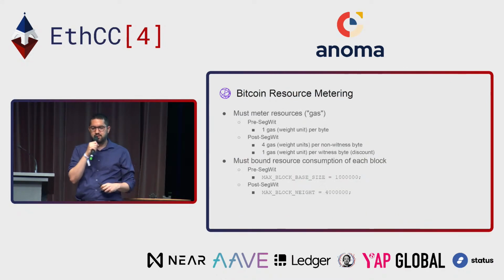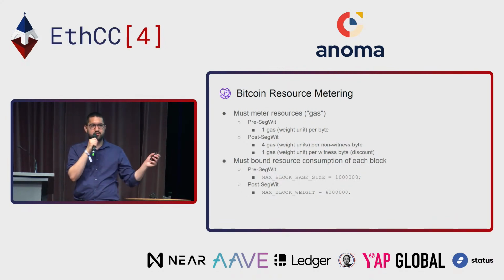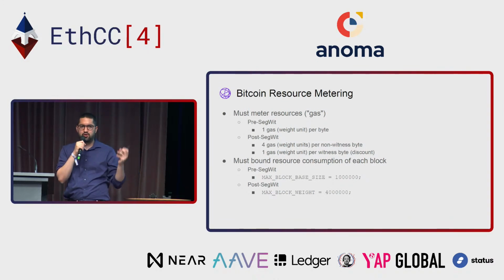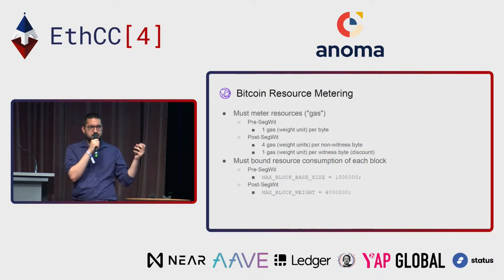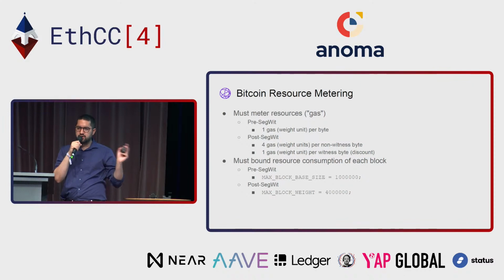Okay, so how does Bitcoin meter its resources? What's the Bitcoin notion of gas? So pre-Segwit, you had one gas or one weight unit per byte. So they would meter things per byte, not per instruction executed like in Ethereum. They would meter it just per byte. And this, to a certain extent, worked.